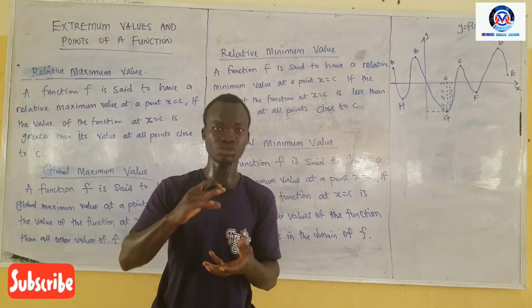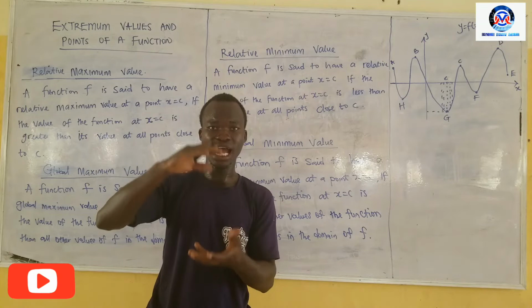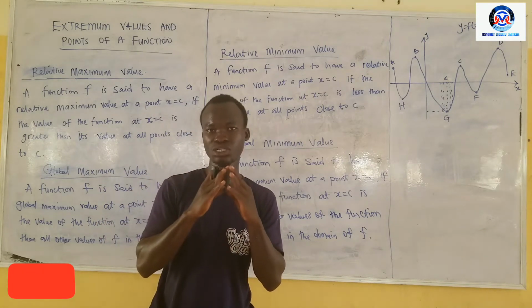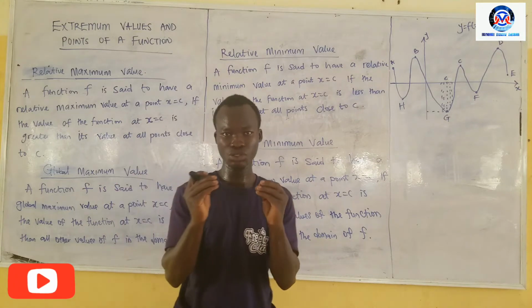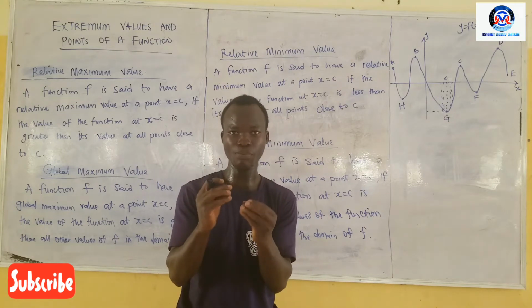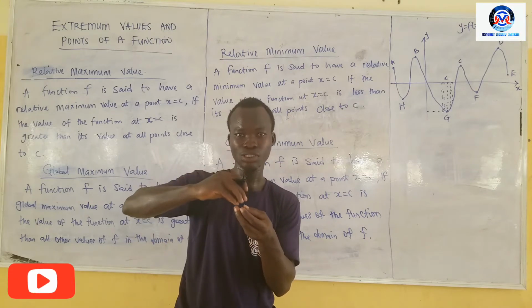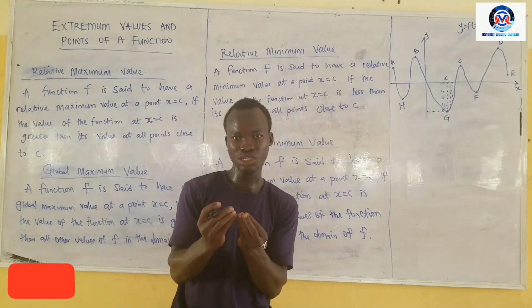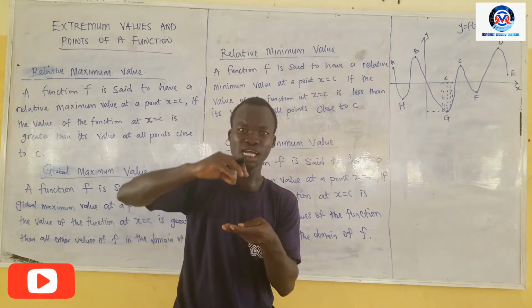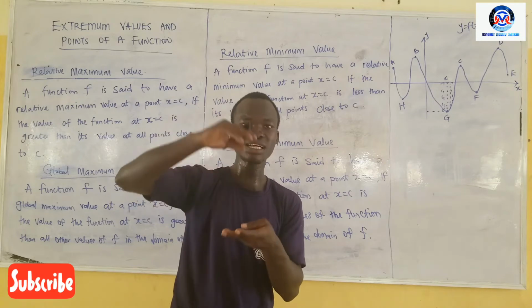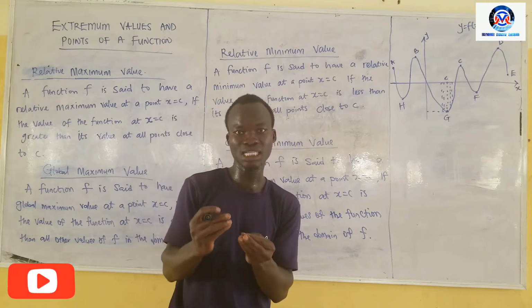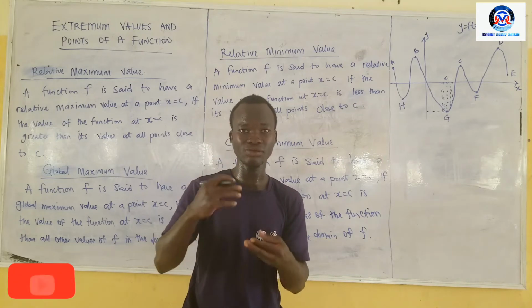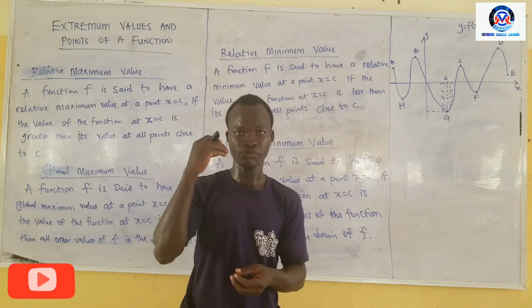then we say that the function has a relative maximum value. Why? Because we are not considering every point in the domain. We only consider the points closer to c. We compare the evaluation of the function at the point x equals c with the evaluation of the function at the points closer to c. So if the evaluation of the function at x equals c is greater than the evaluation of the function at the points closer to c, then we say that the function has a relative maximum value.